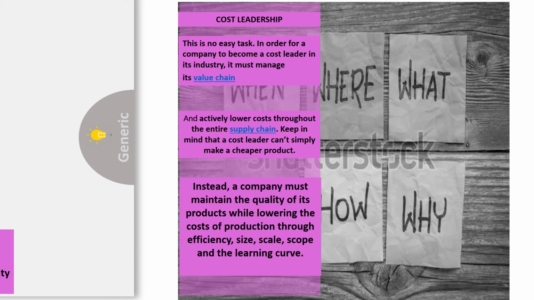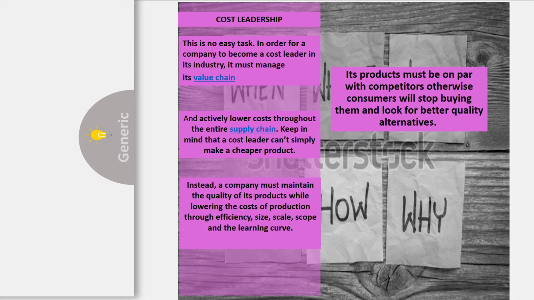When we're talking about cost leadership, a company must maintain the quality of its products while lowering the cost of production through efficiency, size, scale, scope, and a learning curve as well. We've seen this with companies like Tesco's, always aiming to increase their sales with their different stores, trying to gain economies of scale with their bargaining power from the number of stores they have, both domestically and internationally, and also with their processes and practices and how they implement various principles.